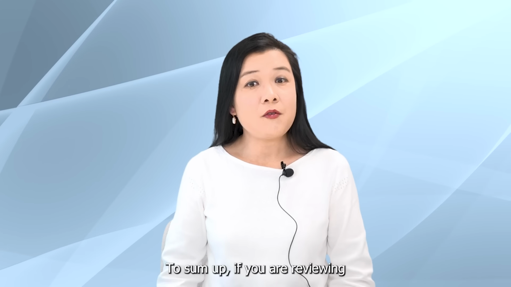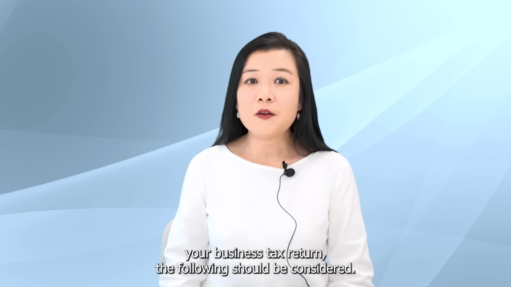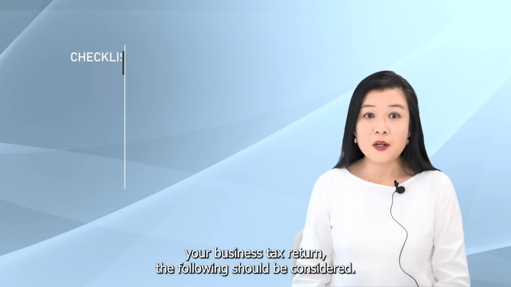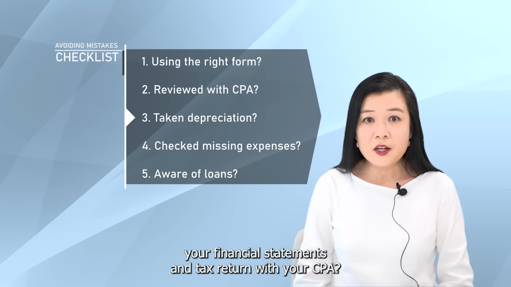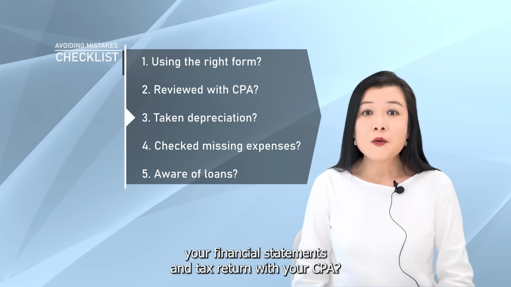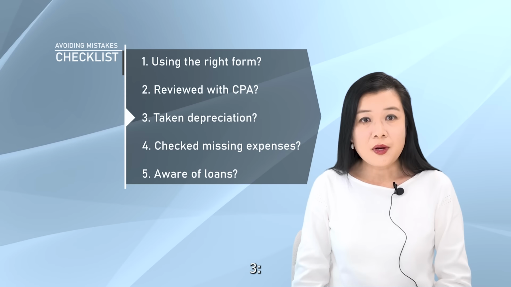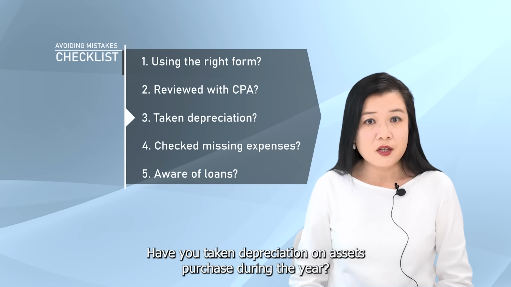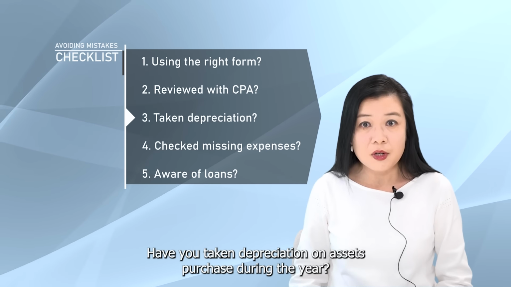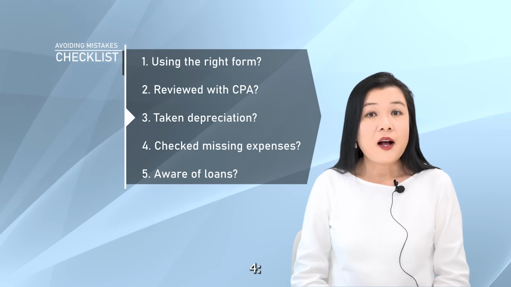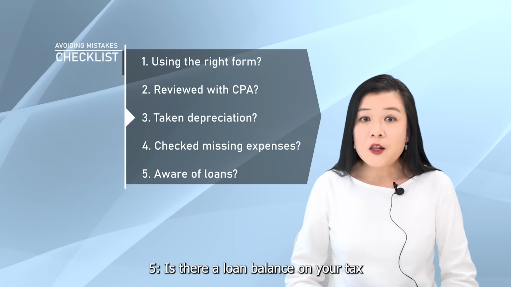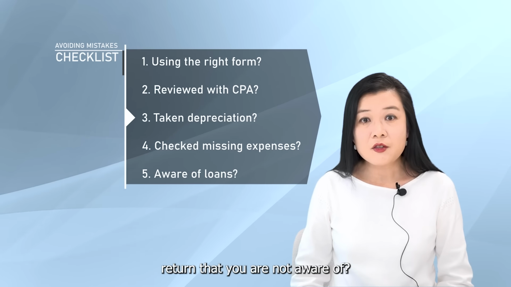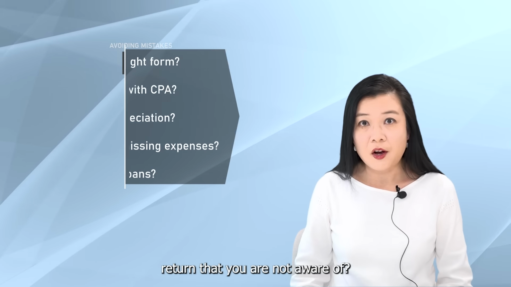To sum up, if you are reviewing your business tax return, the following should be considered. 1, are you using the right form? 2, have you reviewed your financial statements and tax return with your CPA? 3, have you taken depreciation on assets purchased during the year? 4, are you missing any expenses? 5, is there a loan balance on your tax return that you are not aware of?